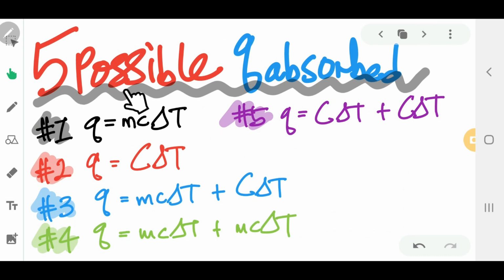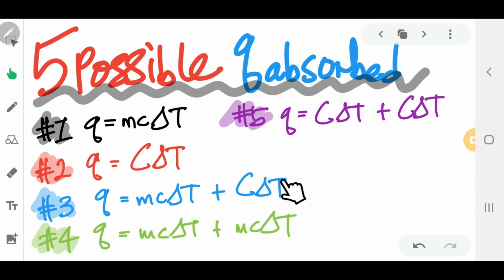There are 5 possible Q absorbed situations. Number 1 is when you have Q, your heat, equals m small c delta T. Number 2, when you have Q equals big C delta T. Number 3, when you have Q equals mass times the small c specific heat capacity times delta T, plus big C delta T. And number 4, when you have Q equals mc delta T plus m small c delta T.